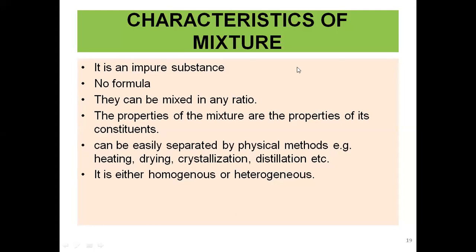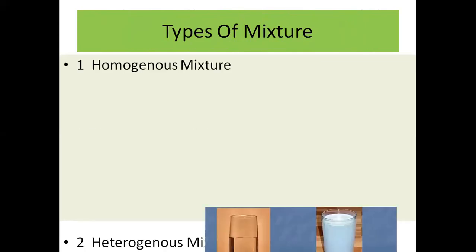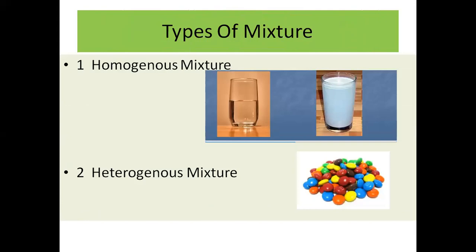The last property is that it is either homogeneous or heterogeneous. Okay, a mixture has two classes: one is homogeneous and the second one is heterogeneous. Now I'm discussing the types of mixture. There are two types of mixture: homogeneous mixture and heterogeneous mixture.